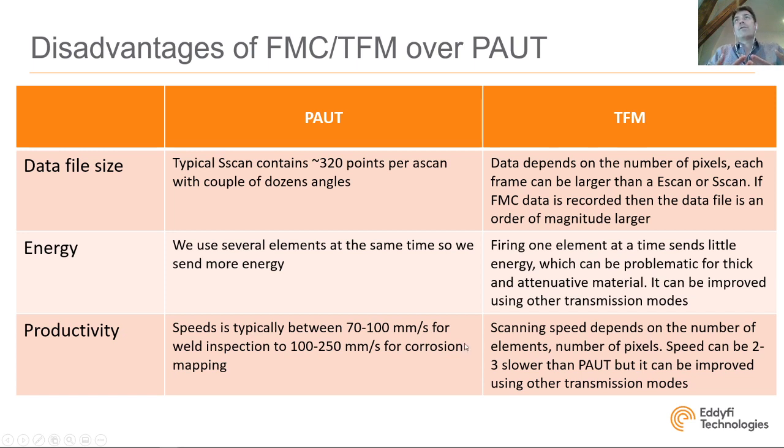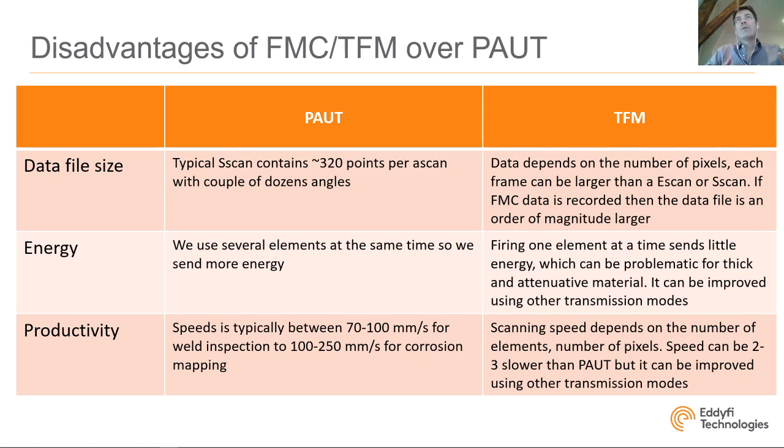Okay, now the disadvantages of FMC and TFM, because it's not all roses. First, the data file size. Typically, when we do PAUT, or let's say we do a sector scan, we are going to have about 240, 320 points per A scan, and we have a couple of angles. For weld inspection, typically we do like a 35 to 70 degree every 1 degree. For TFM, the size of the file is really going to depend on the number of pixels. The more pixels you're going to have, the bigger the file size for every single position. And on average, I would say it's a little bit bigger compared to PAUT.